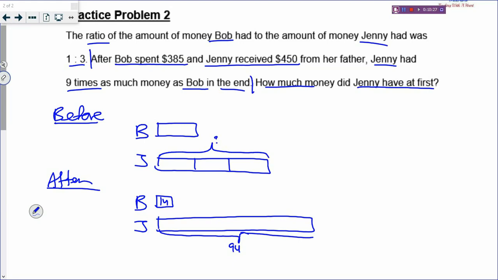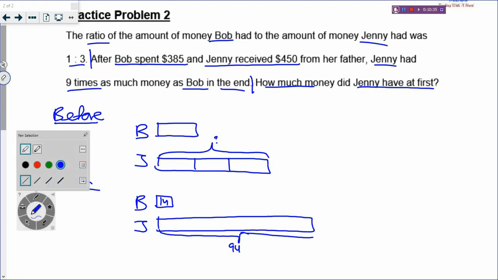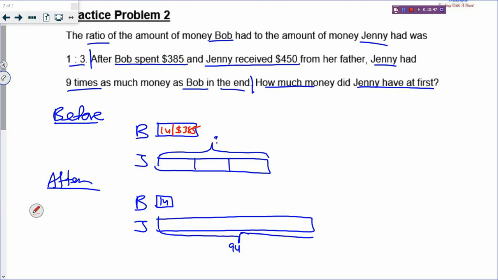Okay, now there are some things that we haven't filled in yet. The money, right? The amount. So Bob spent $385. So let's use a different color. Bob spent over here, you cut 385, and that's how you get 1 unit left, which is Bob's money left. And then Jenny received 450, so you just cut here. That is the money that she received. That's why her rectangle became a bit longer.